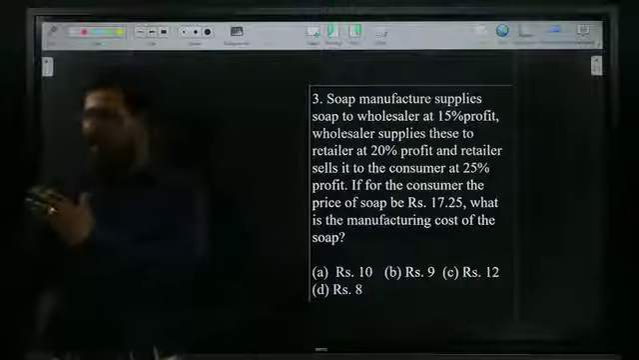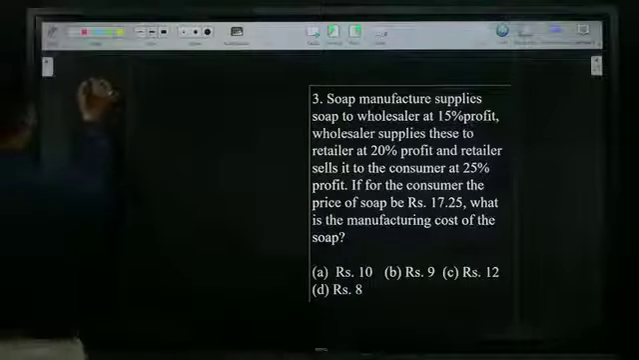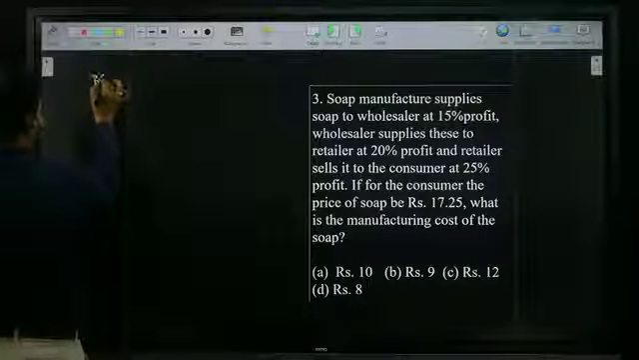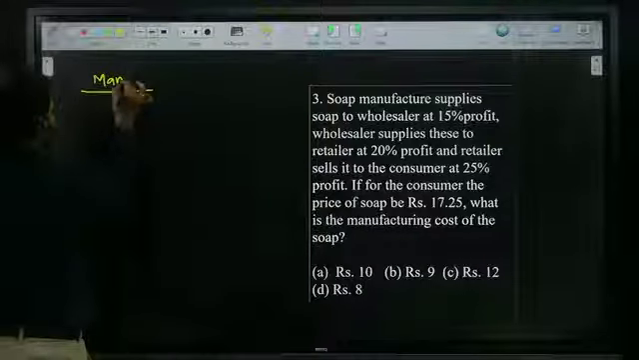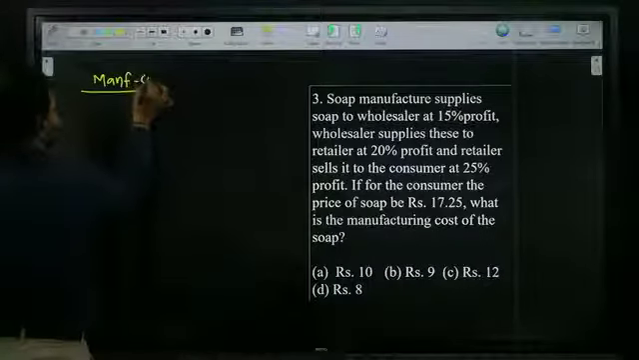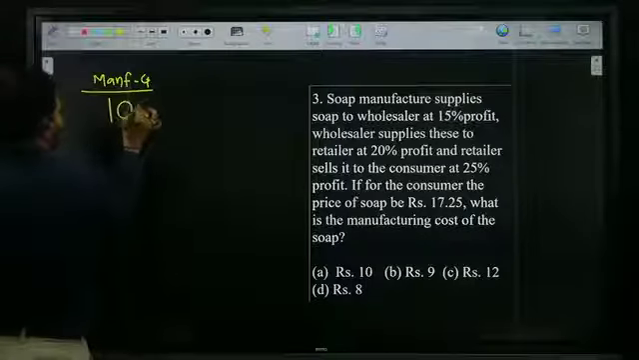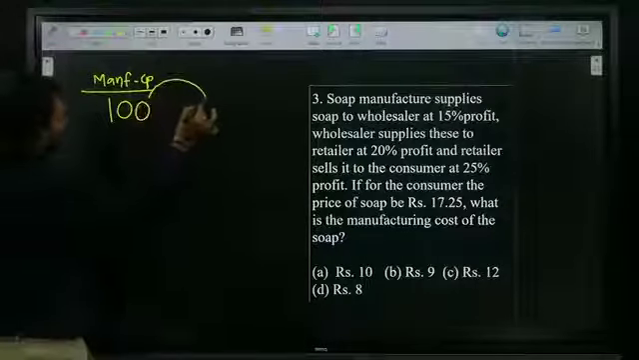The article is passing through hands, but here I don't know the manufacturing cost price. This is not the manufacturing CP, I don't know it. So I assume it as 100.